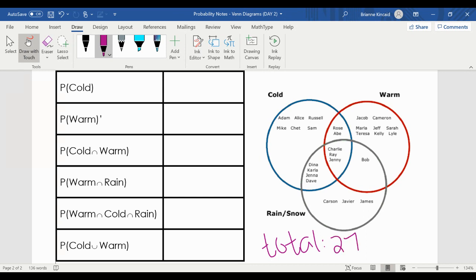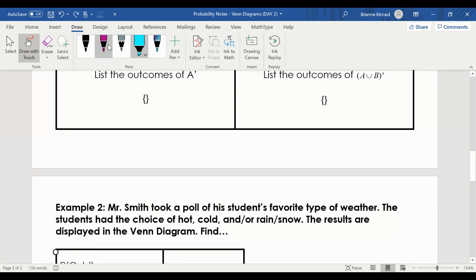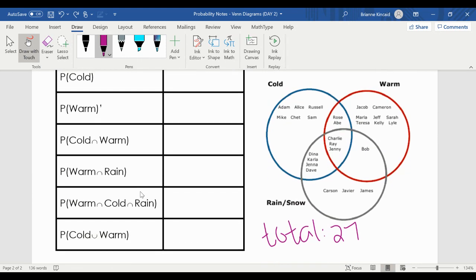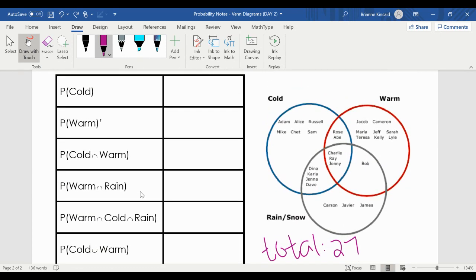students. In example 1, I'm asking you for the probability of cold. That means I want to know every student that's within the circle of cold, everyone that's within that blue highlighted region. If we count the total number of names, you're going to find that we have 15 names in the circle of cold. So our probability is 15 over 27, which we can reduce down to 5 over 9 because both numbers are divisible by 3.